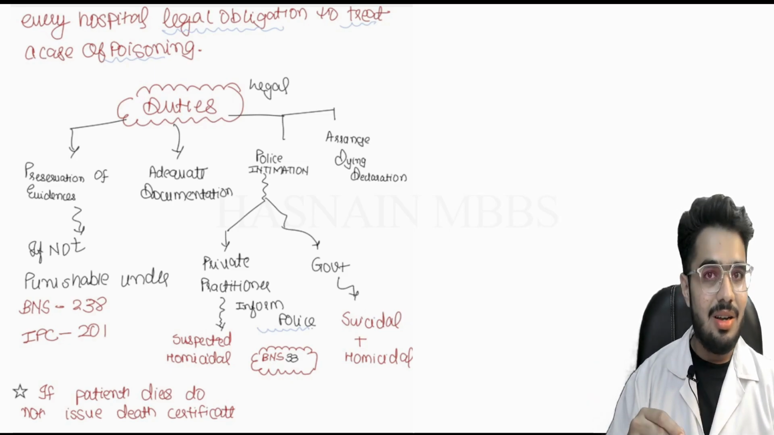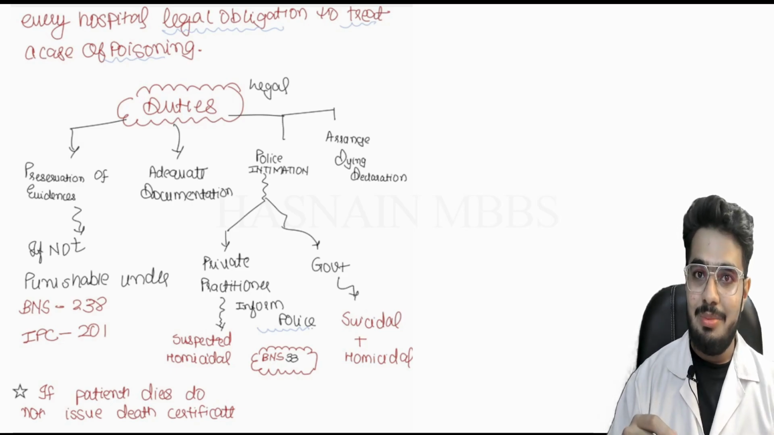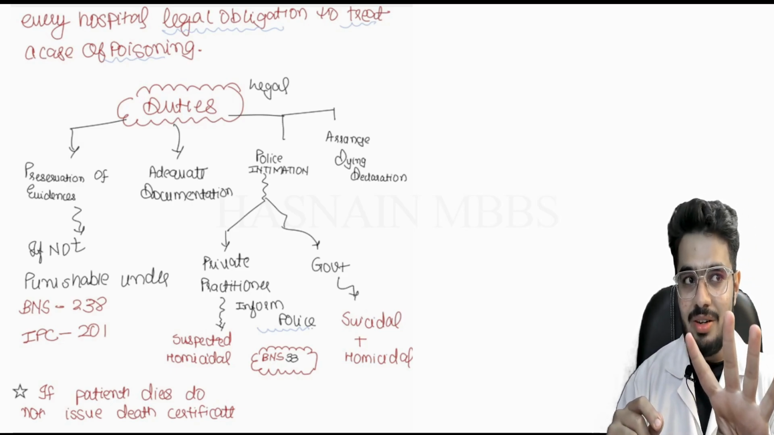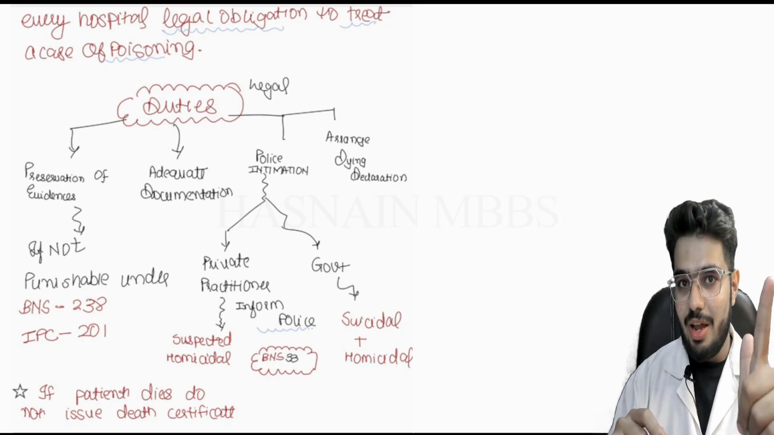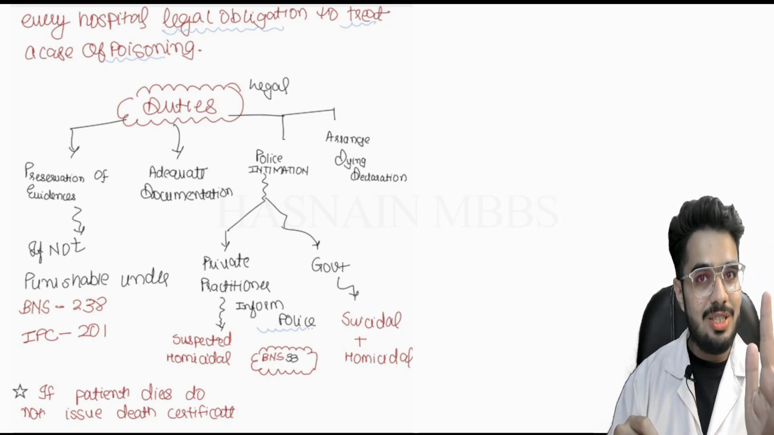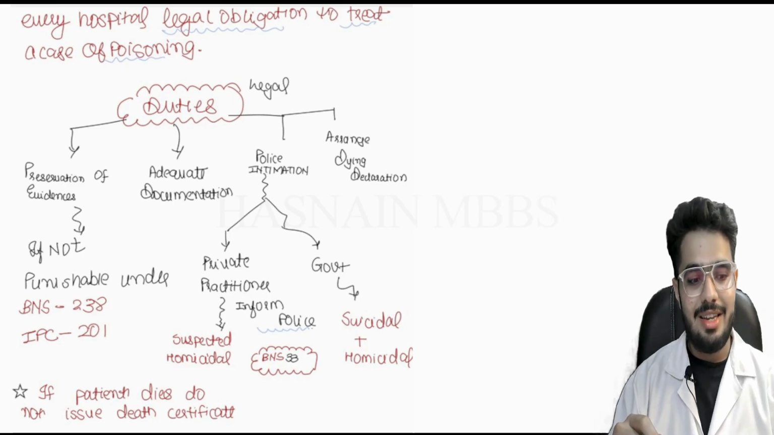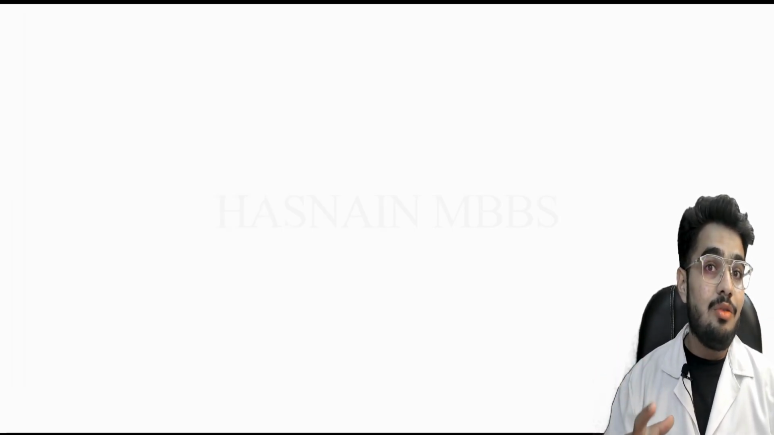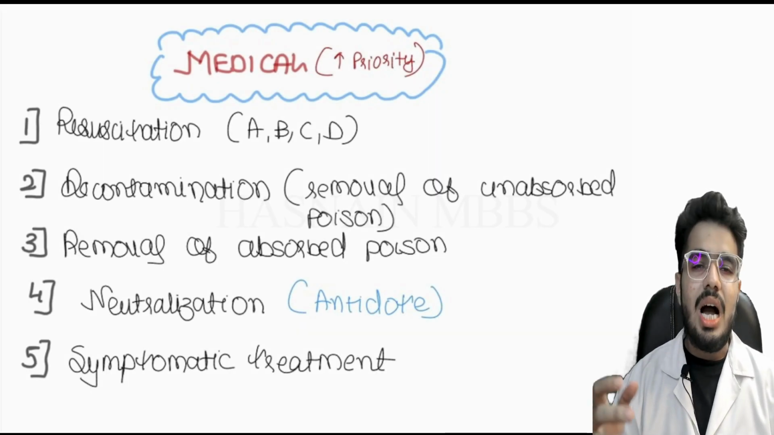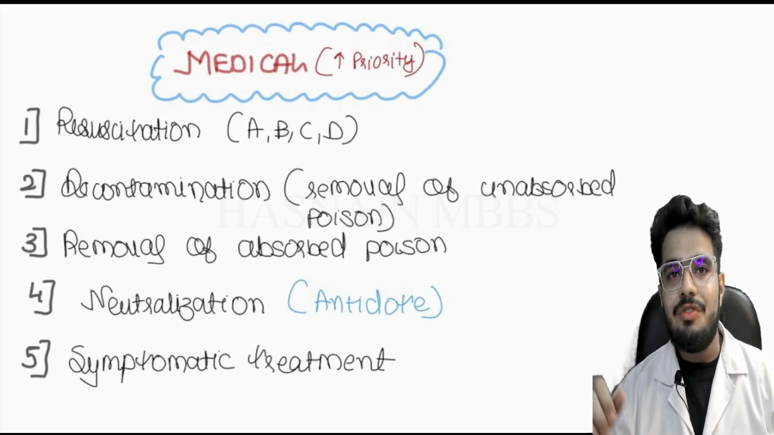Generally, we have observed, take proper documentation, take history. In legal duties, we have learned 4 things: preservation of evidence, adequate documentation, informing the police, and arranging a dying declaration. Now we will talk about our medical duties. We have to take care and treat the patient. So how can we take care and treat the patient in case of poisoning?